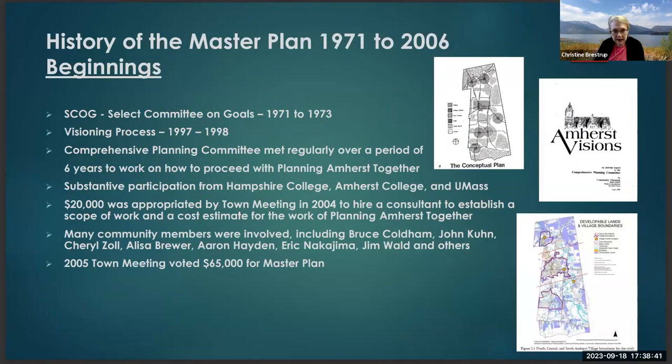The master plan really began, or the effort towards the master plan really began in 1971, when UMass was growing very rapidly and there was a lot of development in town, and people thought that there was a need for some sort of comprehensive planning. So the Select Committee on Goals was established, and they produced a report, which includes this conceptual plan over to the right here in gray and white. And it shows really the same plan that we have on paper for the master plan that we currently have. So it shows the downtown area in the rectangle in the middle of town, and it shows two circles to the north. One is the North Amherst Village Center, and the other one is Cushman Village.